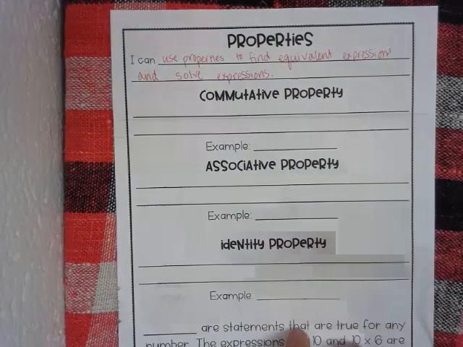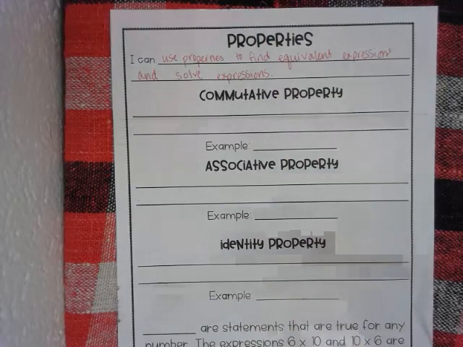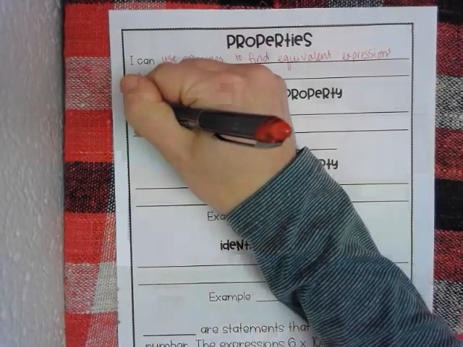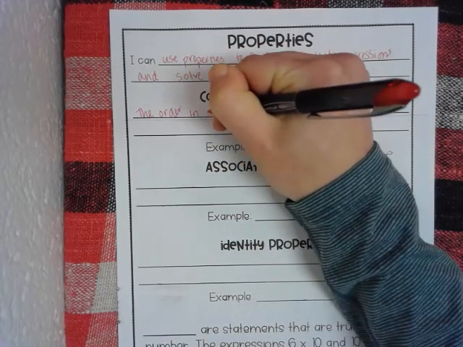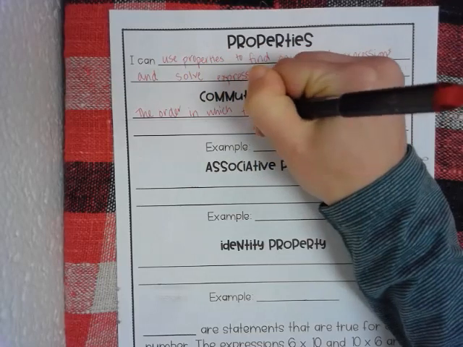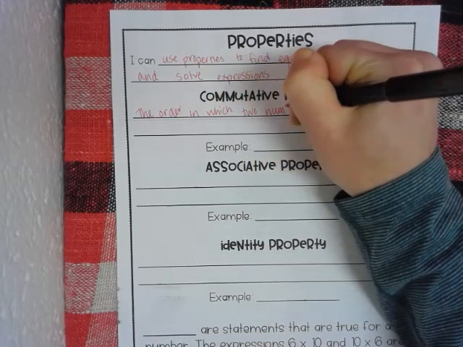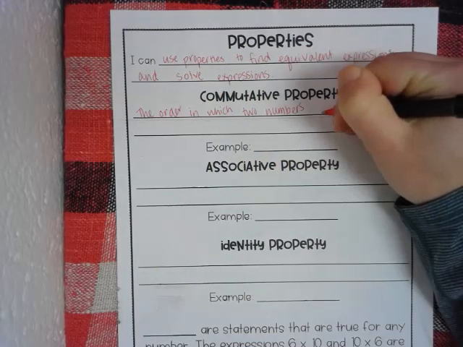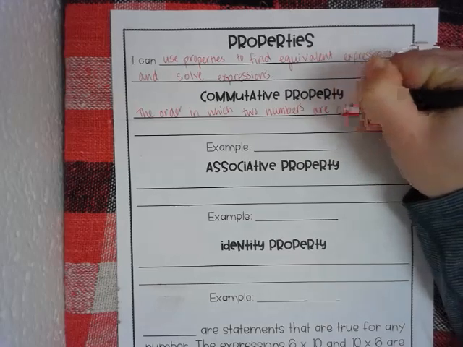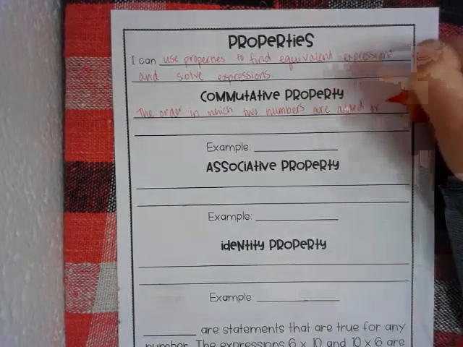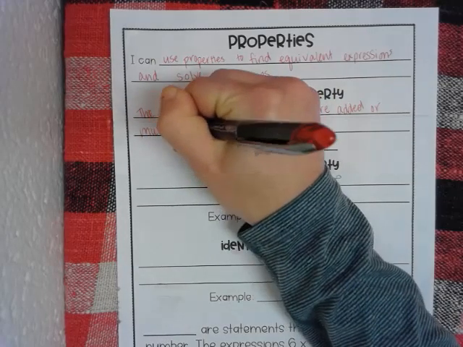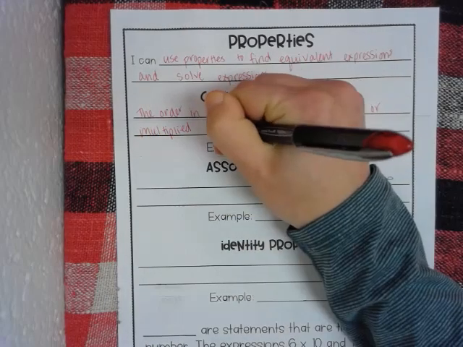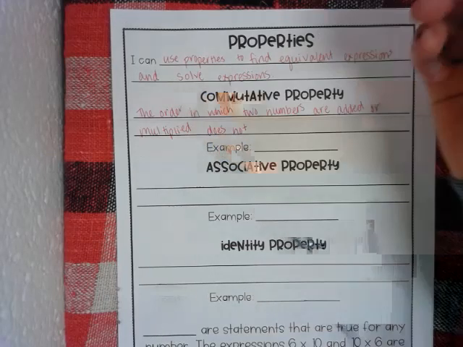Okay, and the first one we are going to learn about is the commutative property. The commutative property states that the order in which two numbers are added or multiplied does not change the sum or product.